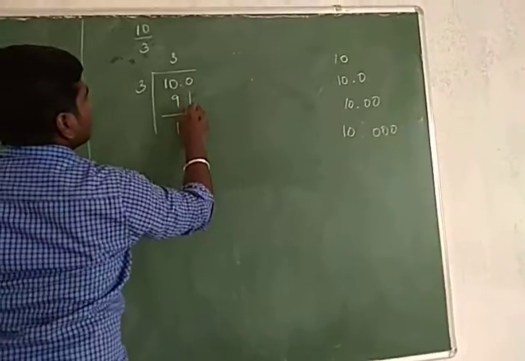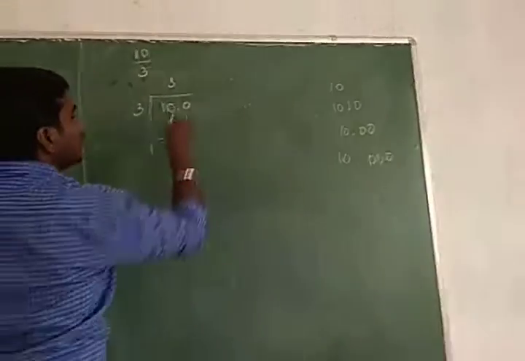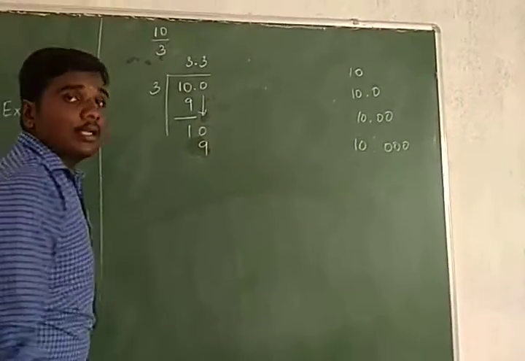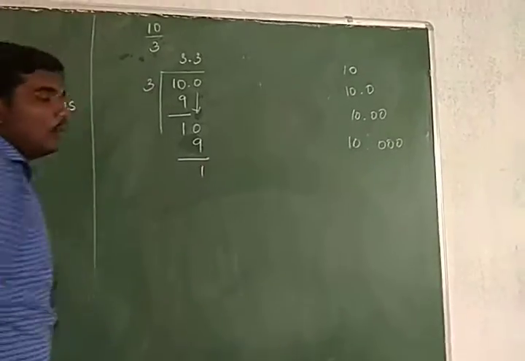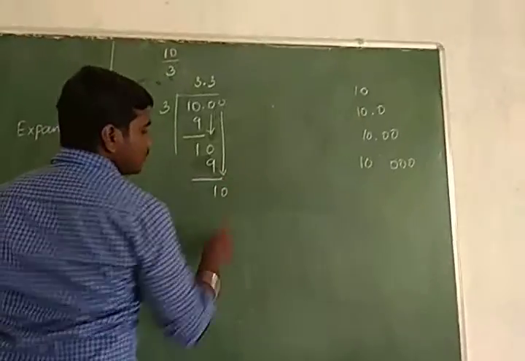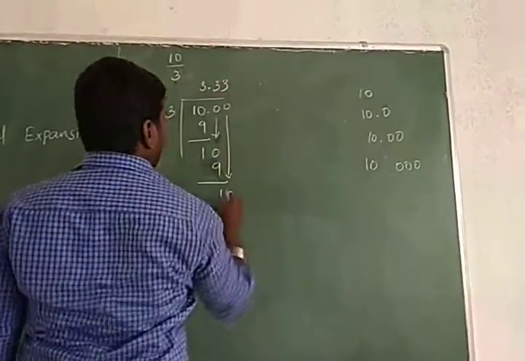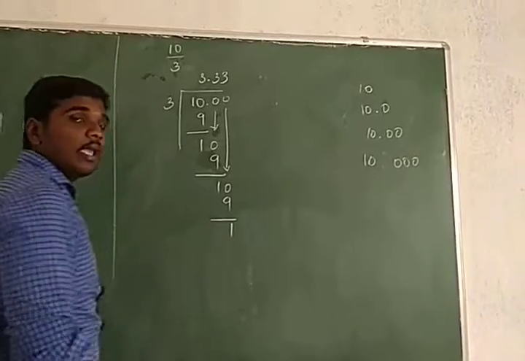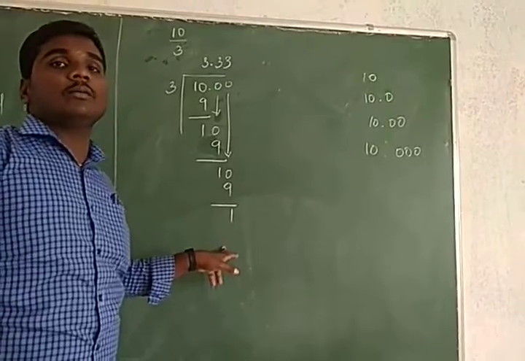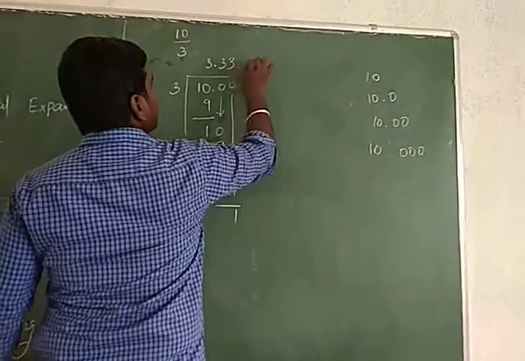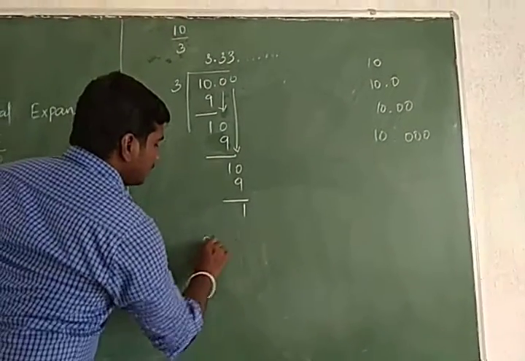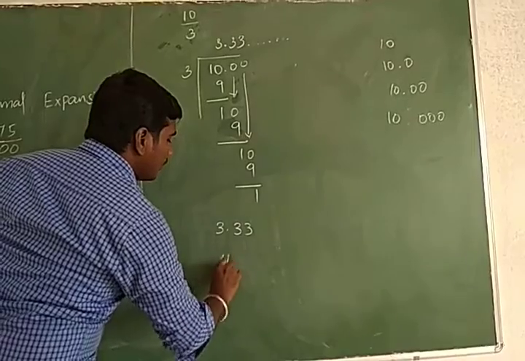Next you take 10. In 10, how many 3s are there? Here you put the point. 3 3s are 9. Then remainder 1. Then again add 0. Then 10, 3 3s are 9, then remainder 1. This will go on. Remainder 1, remainder 1, remainder 1. Then we get 3 3 3 3 3. This type of decimal is called non-terminating.